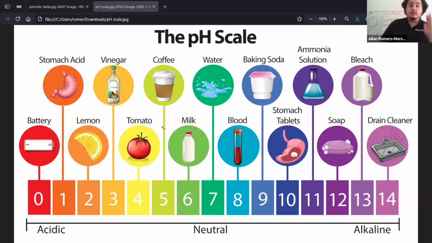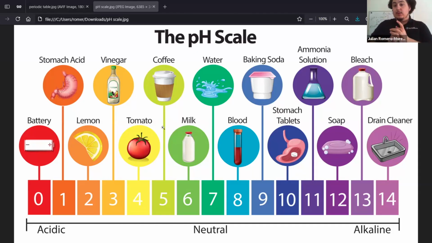pH is a scale that goes from 0 to 14, 0 being the most acidic, 14 being the least acidic and most basic, and 7, right in the middle, being neutral, completely neutral. So, the most common example of neutral that we see is pure water.